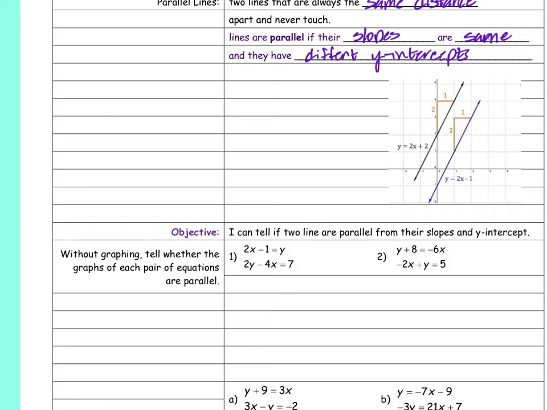Luckily, the first line is already solved for y, so I can say my slope for this line. Let's call this one line A and this one line B. And then when I write this, I can say the slope of line A, little sub A, equals 2, and the y-intercept of line A is -1. Are we okay with that?